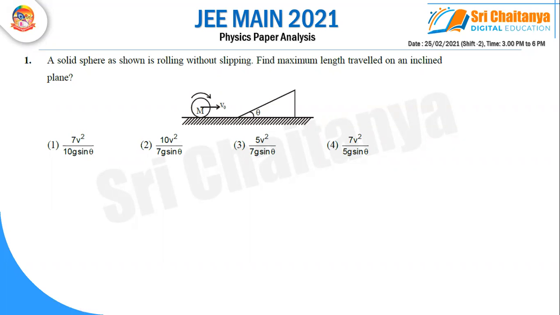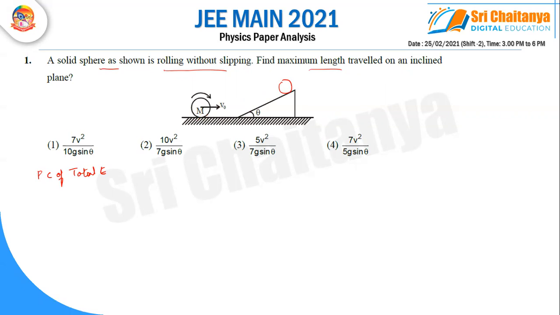A solid sphere as shown is rolling without slipping. Find the maximum length traveled on an inclined plane. Now we will apply the principle of conservation of total energy. This is before, and this one climbs up to this point, let me suppose.